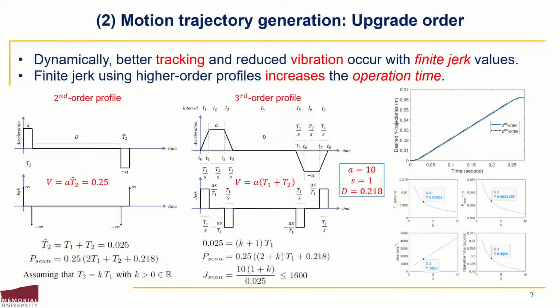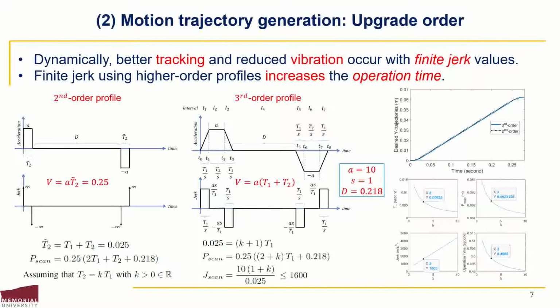Matching the two profiles' scanning velocities, denoted by uppercase V, results in the following set of equations. For simplicity, let T2 be a scalar multiple of T1. Consequently, a new set of equations will emerge. Taking K as the pivot variable, the third order profile can be designed such that the jerk value is less than 1600 when K equals 3, as shown in the figure to the lower right.